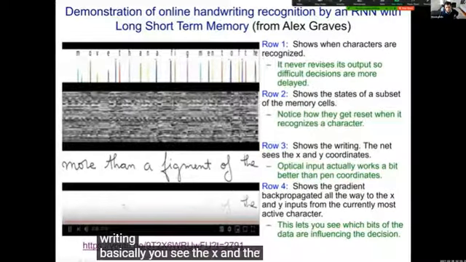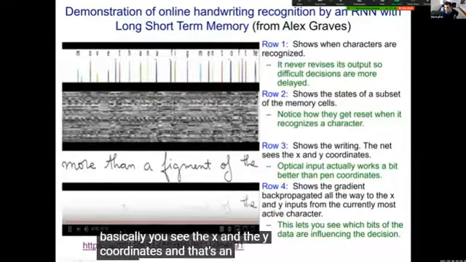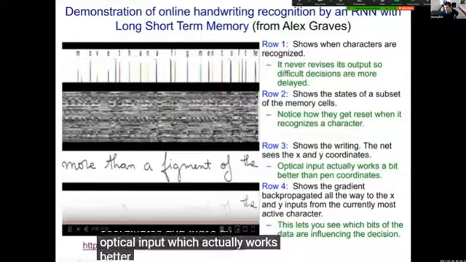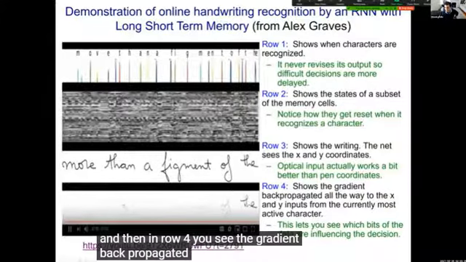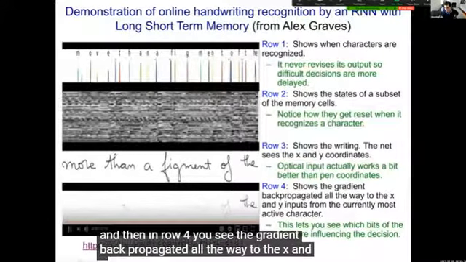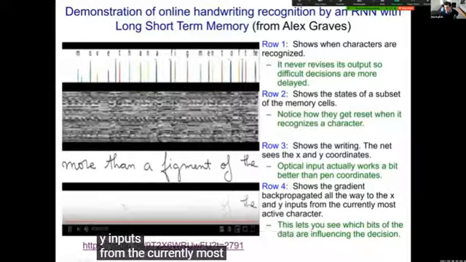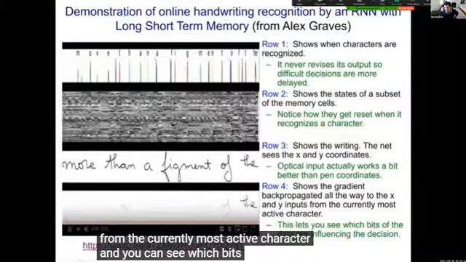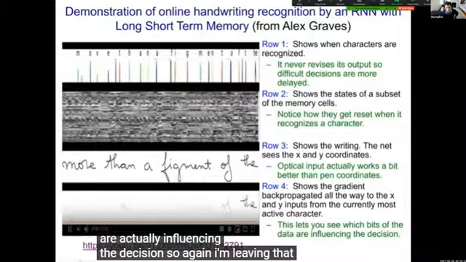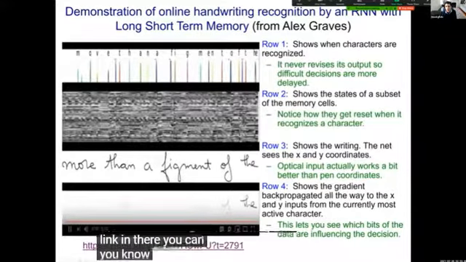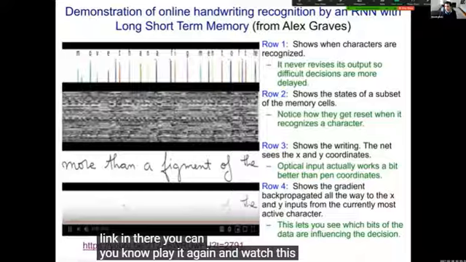Basically, you see the X and the Y coordinates, and that's an optical input, which actually works better than pen coordinates. And then in row 4, you see the gradient backpropagated all the way to the X and Y inputs from the currently most active character. And you can see which bits of the data are actually influencing the decision. So again, I'm leaving that link in there. You can play it again and watch this.